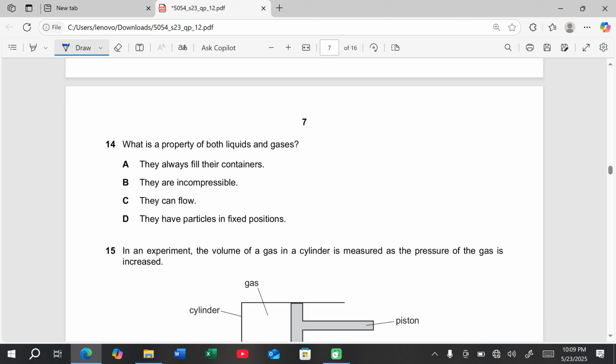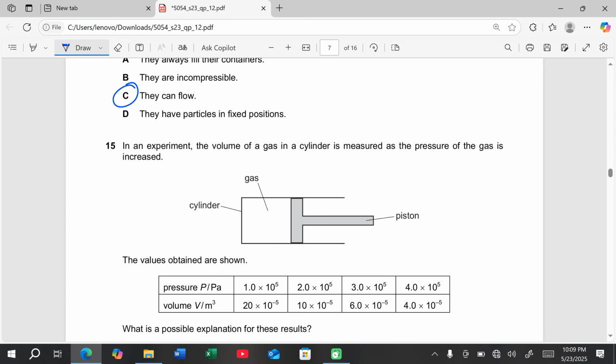Which property is true of both liquids and gases? They always fill their containers. No, liquid does not. They are incompressible. Gases are compressible. They can flow. Yes, they can flow. They have particles in fixed positions. That's wrong. So C.